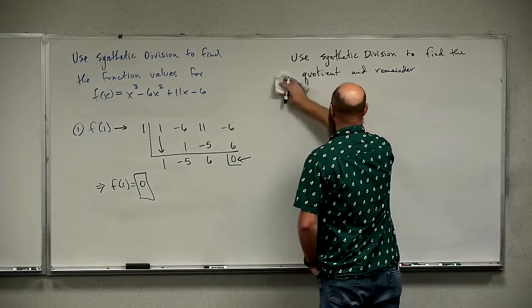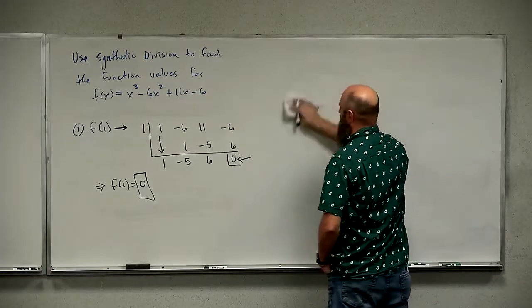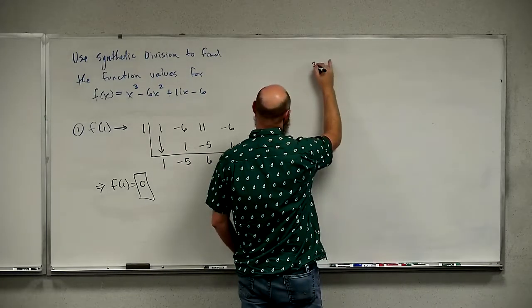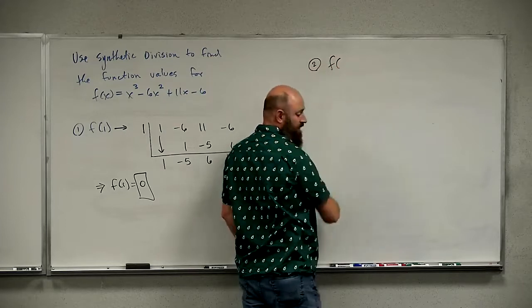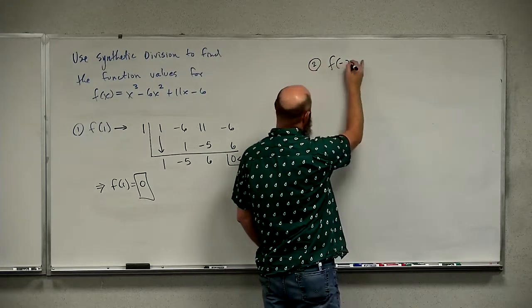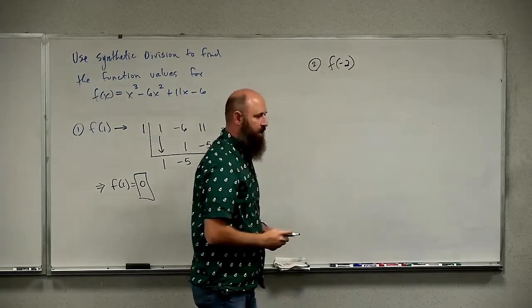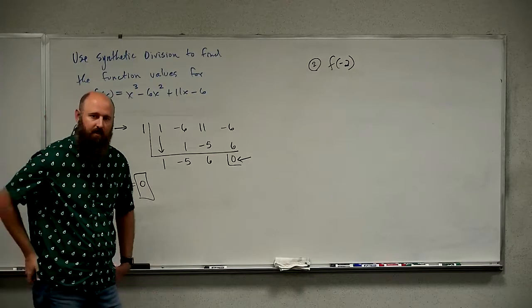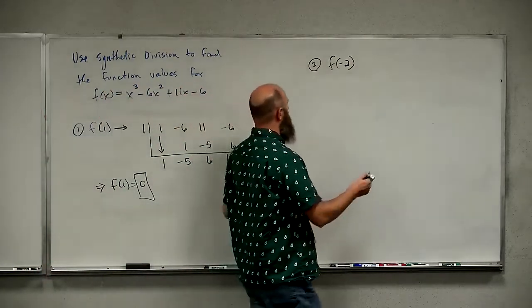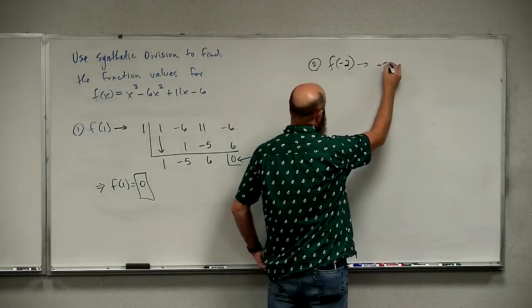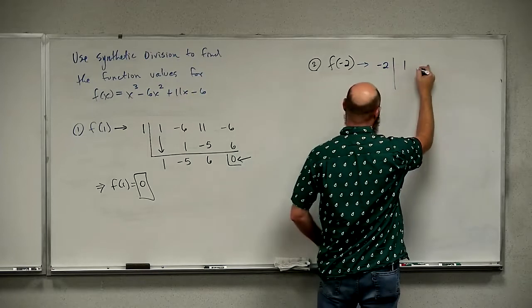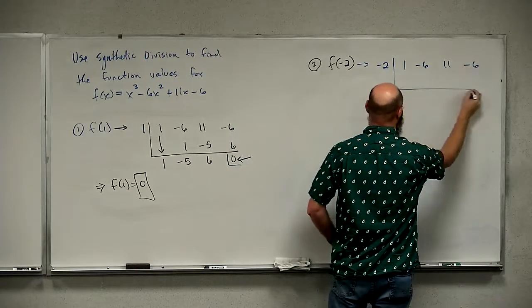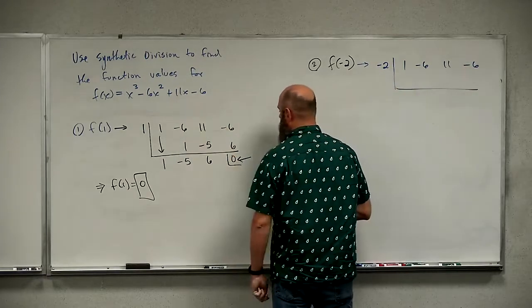So that's what we're going to be looking for there, doing that remainder and finding that piece. Go back to our remainder theorem. So what is f of -2? Doing the same exact process here using our synthetic division, we have our -2, 1, -6, 11, and -6 because I'm using the same exact function here.